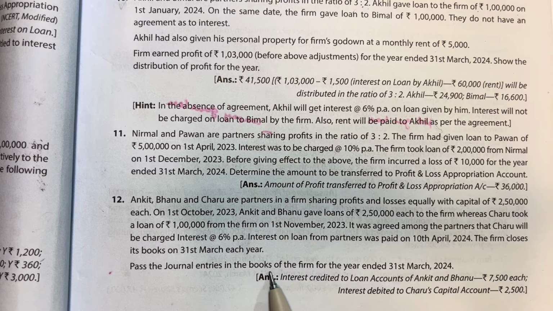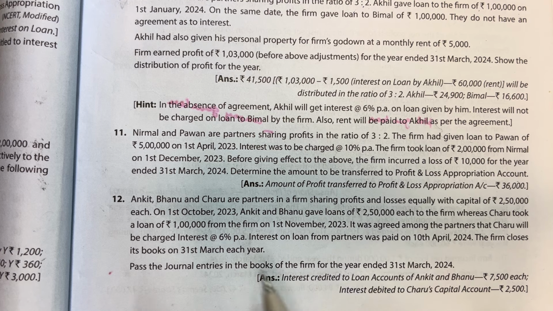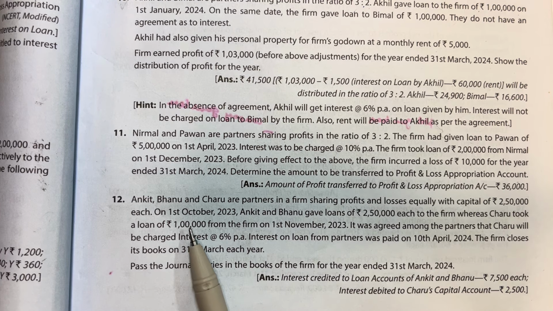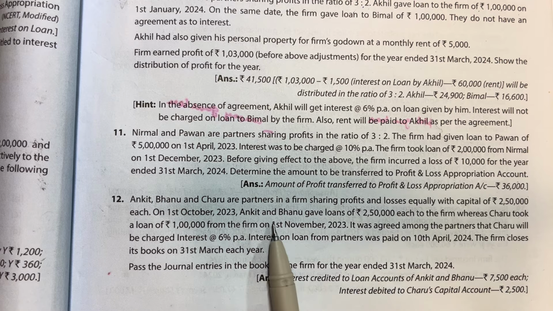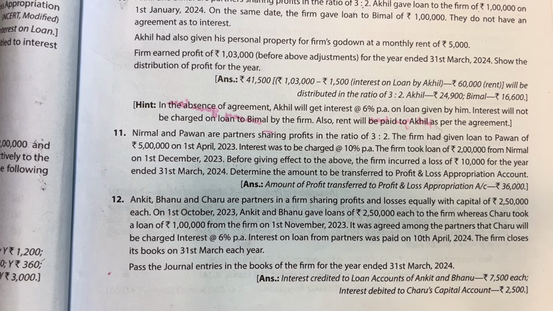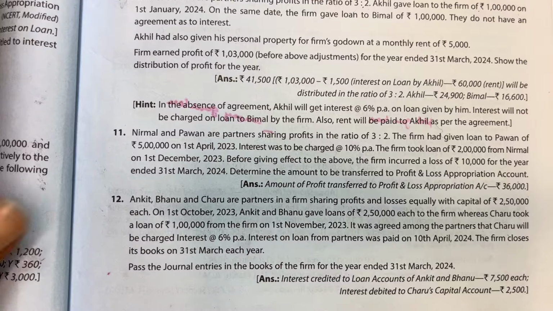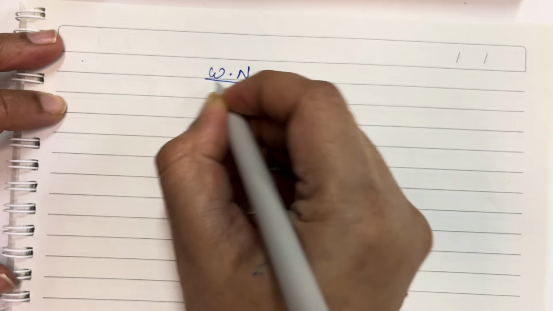Pass the journal entries in the books of the firm for the year ended 31st March. Okay, we are only asked to pass the journal entries now. Now, before passing the journal entries, we'll calculate the interest on loan that the firm has to pay and the interest on loan that the firm gets. Okay, the expenses and the income of the firm. Let's first calculate that. We'll prepare our working notes.